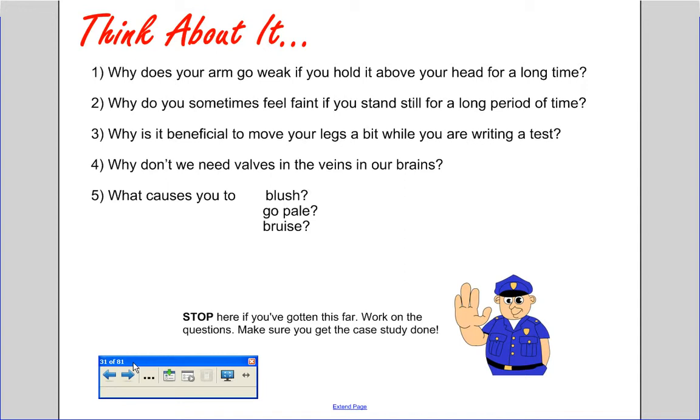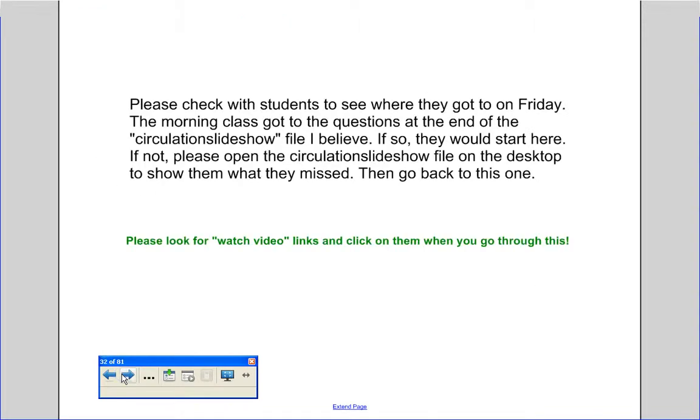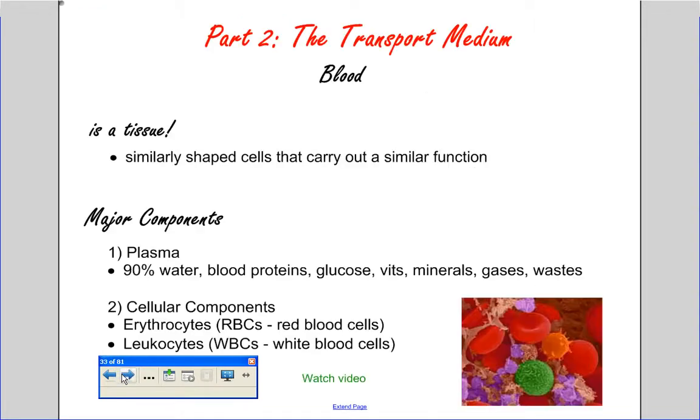Awesome. What causes you to blush, to go pale, to bruise? Okay, so when you blush, the blood is rushing to your skin area. When you go pale, the blood is being kept away from your skin area. And when you bruise, something has impacted your capillaries, or your vessels, and pushed the blood out more than it should be, so it's all colored in that area. Okay, so that's it for that particular section.